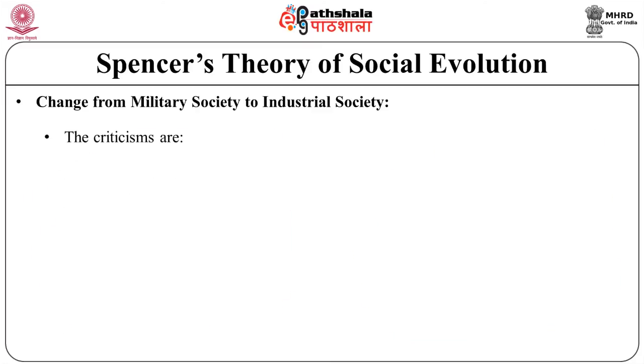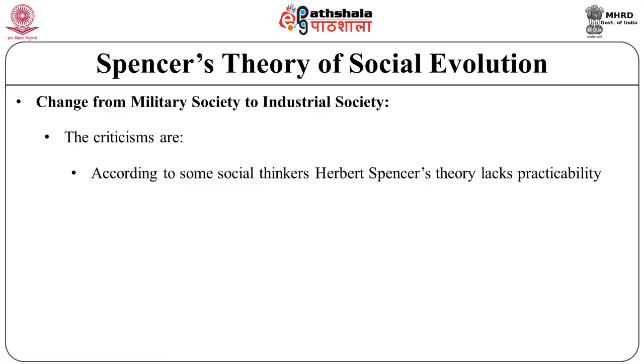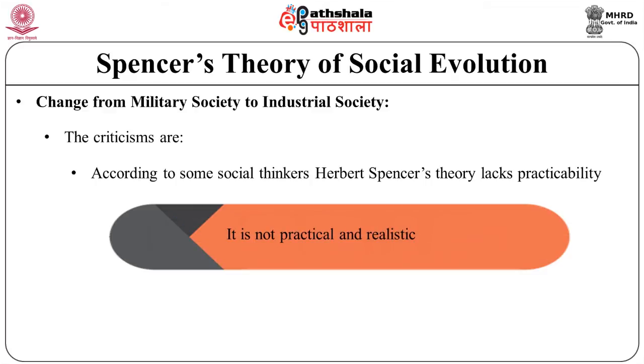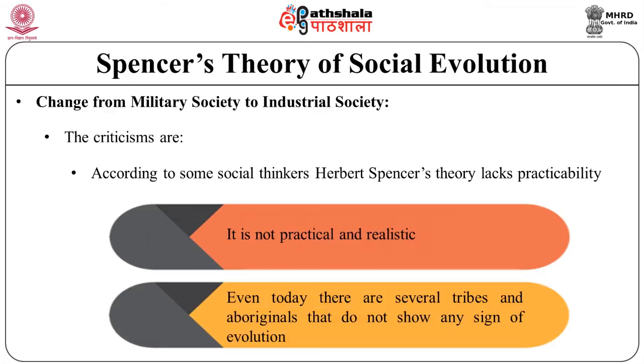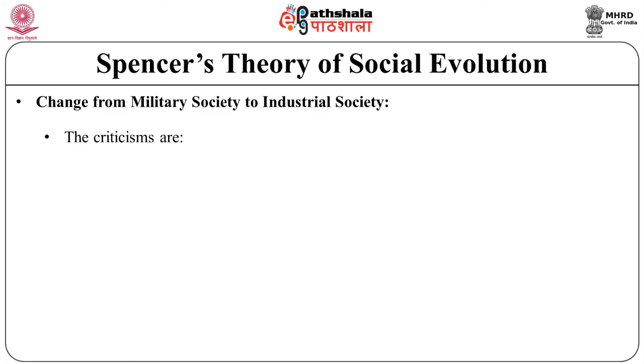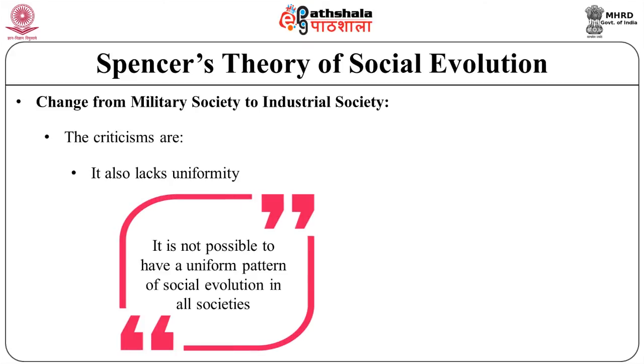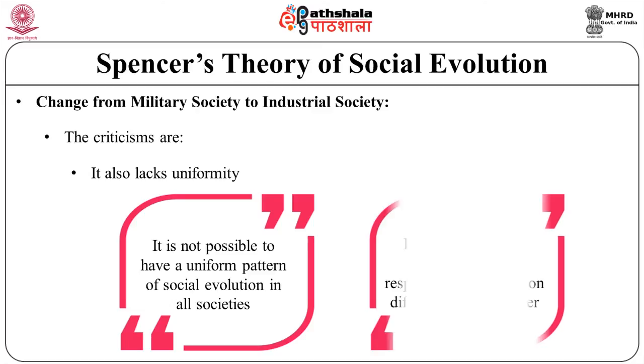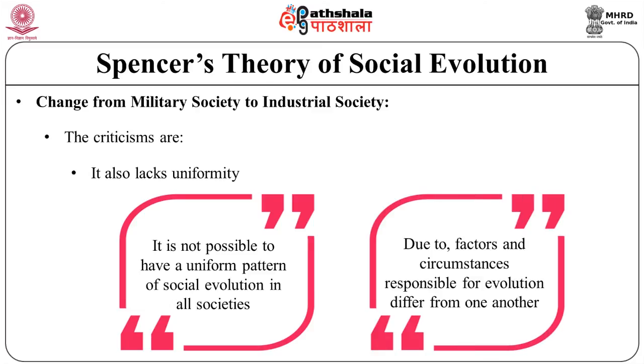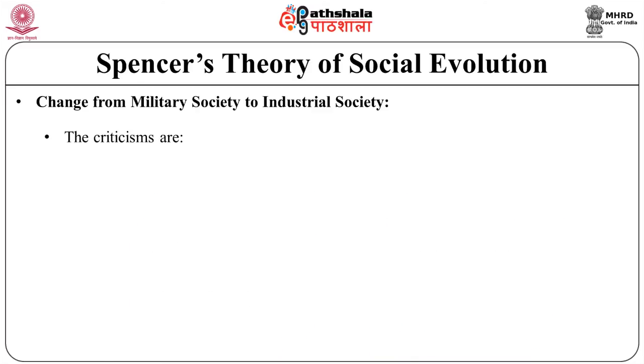The criticisms are: number one, according to some social thinkers, Herbert Spencer's theory lacks practicability. It is not practical and realistic. Even today, there are several tribes and aborigines that do not show any sign of evolution. Number two, this theory also lacks uniformity. It is not possible to have a uniform pattern of social evolution in all societies because the factors and the circumstances responsible for the evolution differ from one another.